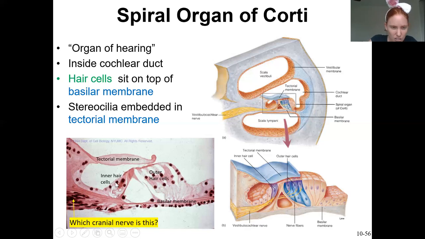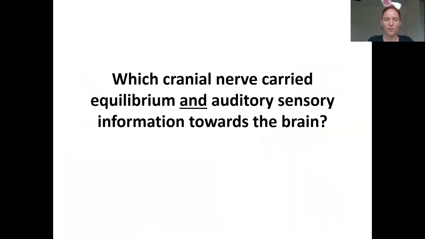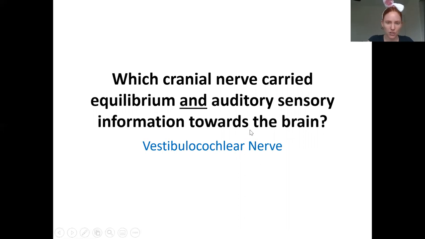Now, one thing I didn't mention here, going back to your cranial nerves: what would be the name of the cranial nerve that the hair cells are going to synapse with and create a nerve? That would be the vestibular cochlear nerve. Okay, so that's going to bring that sensory information to the brain. The equilibrium and the auditory canal, both of those go to the same cranial nerve that brings it towards the brain, the vestibular cochlear nerve. Cochlear for hearing, vestibular part for the vestibular apparatus, that's the equilibrium. It'll come together and then go to the brain as one full piece.